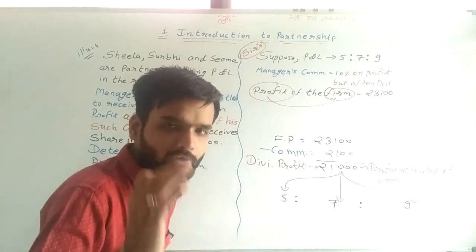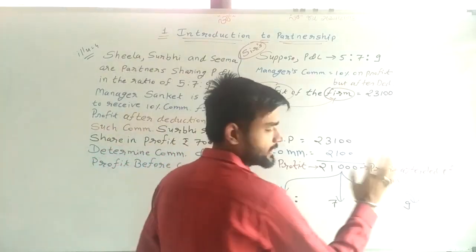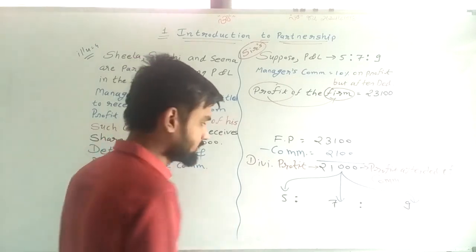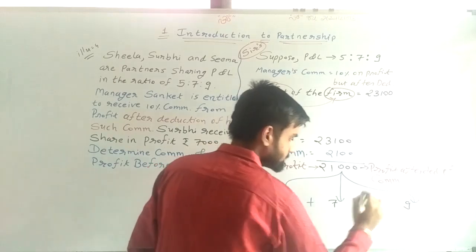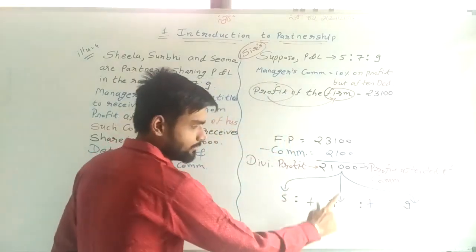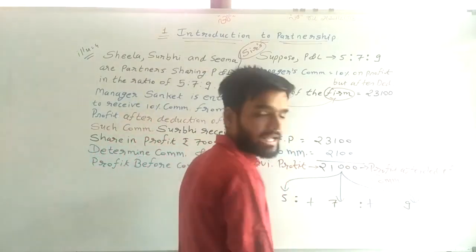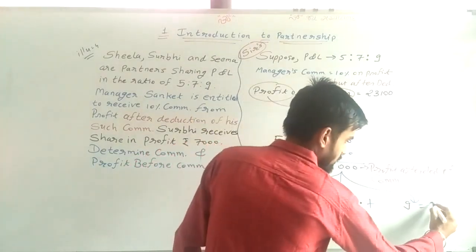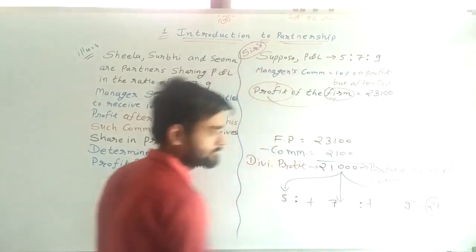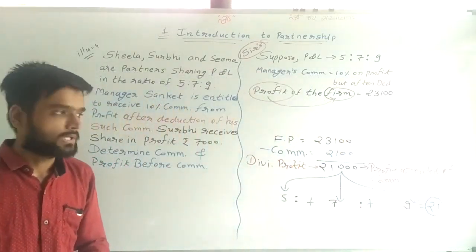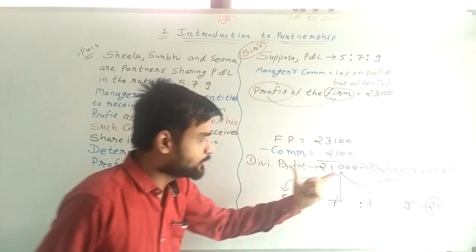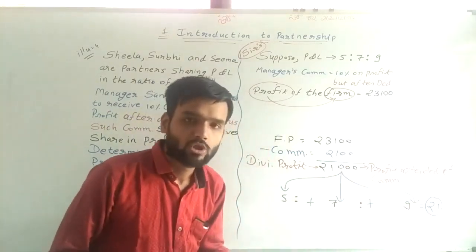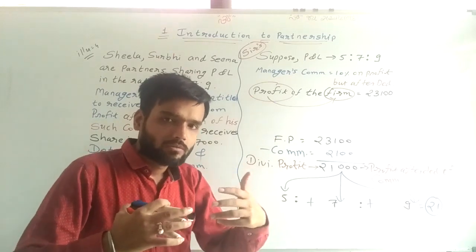First of all, we are making the total of these 3. That is my first step. So make the total of these 3: 5 plus 7 plus 9. Now the answer is 21. Now we need to distribute 21,000 in this proportion. So how are we calculating?